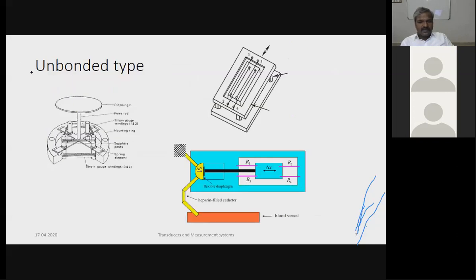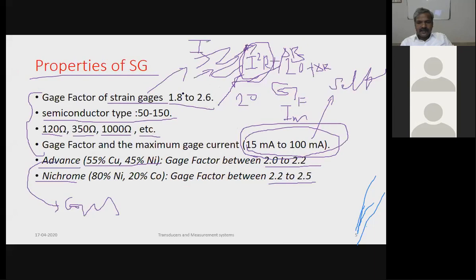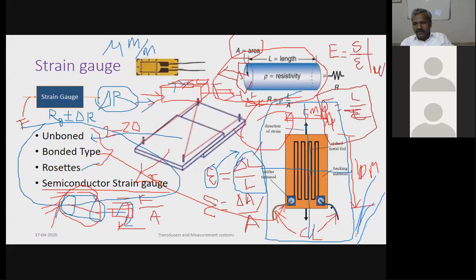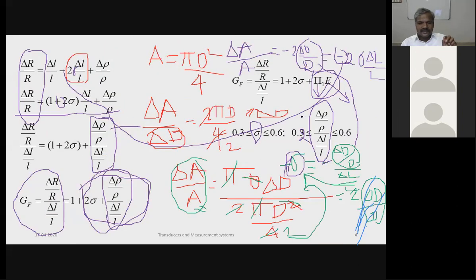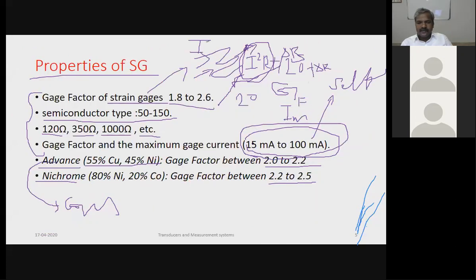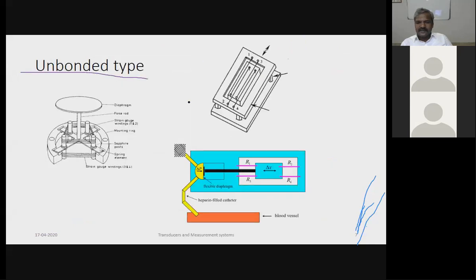Next, these are all unbonded type. This is the physical structure. Actually, the bonded type strain gauge size is very small: 5 millimeter to 10 millimeter in length, 5 millimeter in width, and thickness just 1 mm or 2 mm, maximum 2 mm. These are all different sizes. Here, there are 4 strain gauge wires.